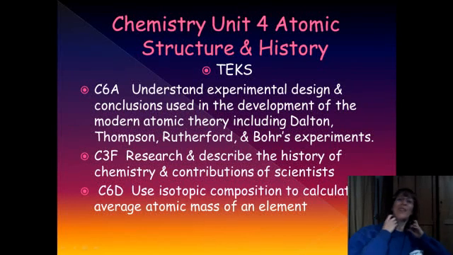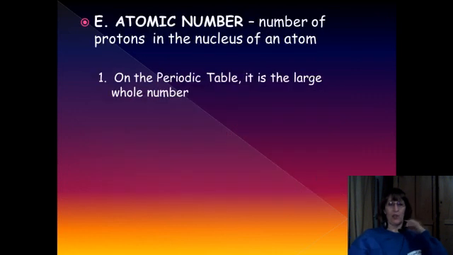For high school chemistry, this is Unit 4, and this is the last section of Unit 4. We'll start off talking again about the atomic number. We ended with the atomic number, so you're on capital letter E, atomic number. And again, this is the number of protons in the nucleus of an atom.